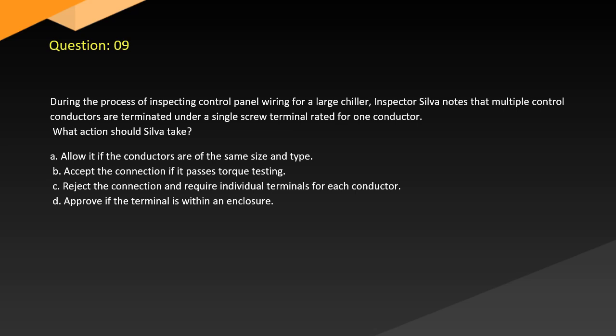A. Allow it if the conductors are of the same size and type. B. Accept the connection if it passes torque testing. C. Reject the connection and require individual terminals for each conductor. D. Approve if the terminal is within an enclosure.